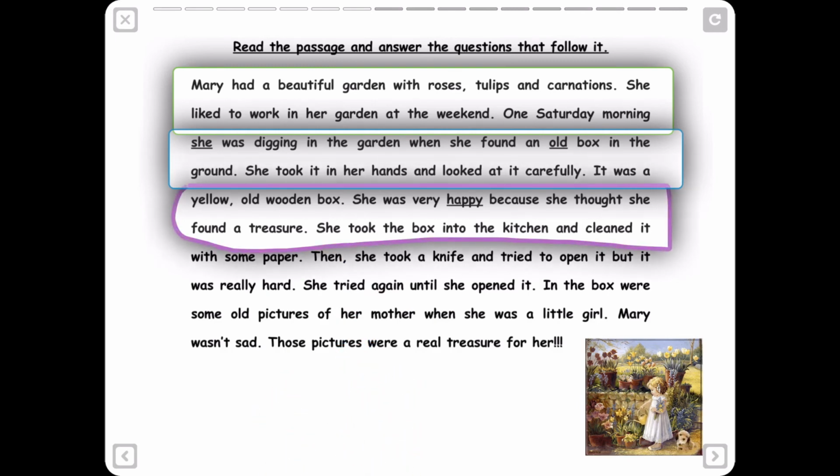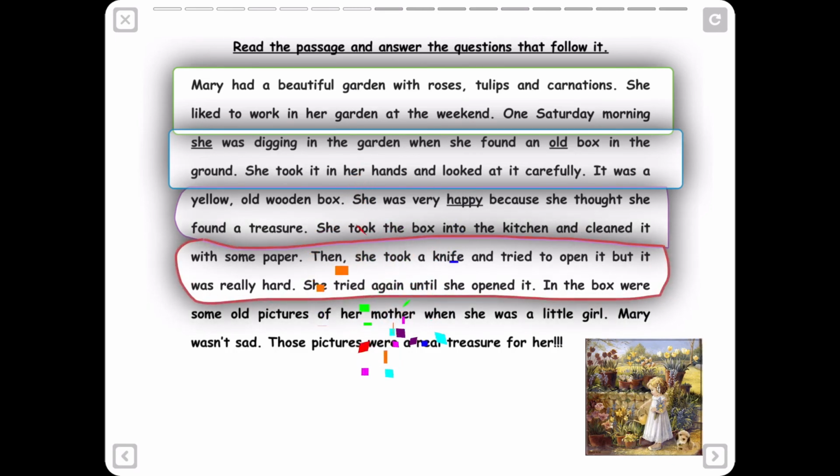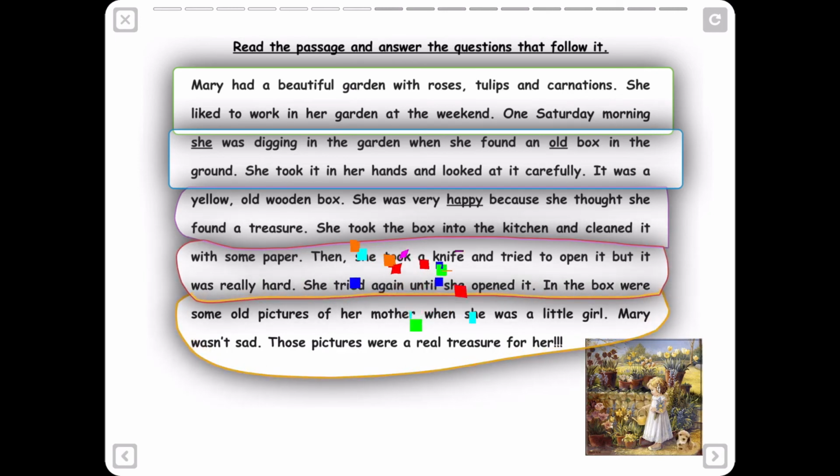She took the box into the kitchen and cleaned it with some paper. Then she took a knife and tried to open it, but it was really hard. She tried again until she opened it. In the box were some old pictures of her mother when she was a little girl. Mary wasn't sad. Those pictures were a real treasure for her.